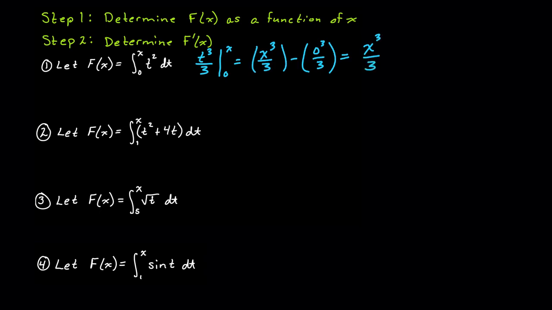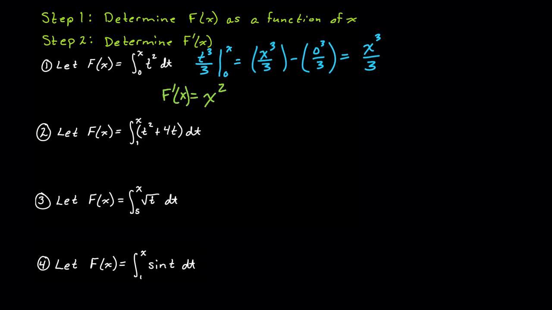All right, so step 2 says to now take the derivative of this. On the derivative, when we bring this exponent to the front, that's actually going to cancel with our denominator, leaving us with x squared as our derivative. So f prime is equal to x squared.